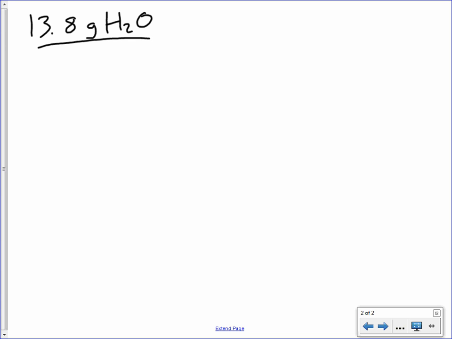Okay, now, if you remember, and this is something I've mentioned in class a lot to you guys, grams are what you measure in, but moles are the important unit in chemistry. And we're going to learn a lot more about why later on in the year. So we're going to convert 13.8 grams of H2O to moles of H2O, which you can abbreviate with just mol.